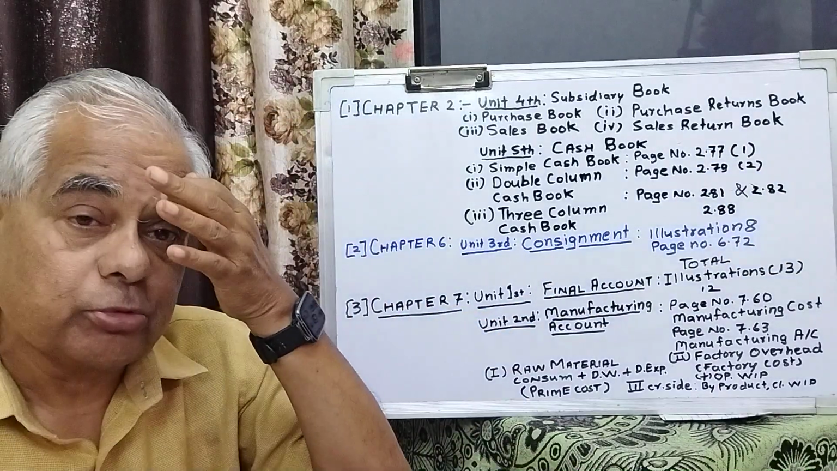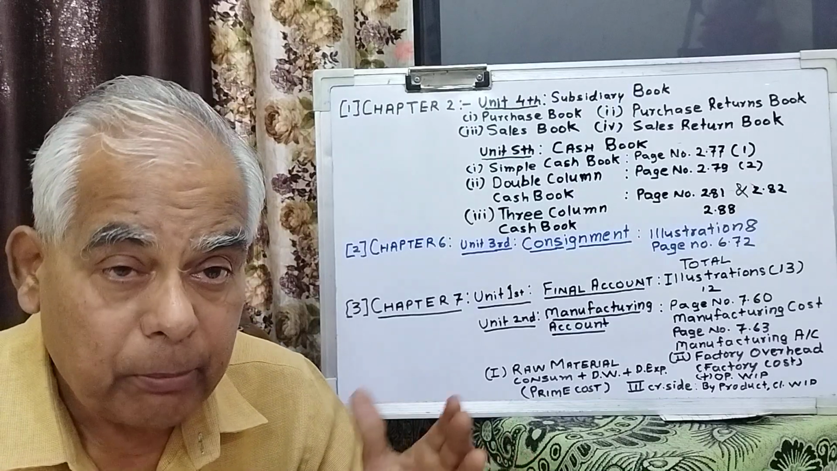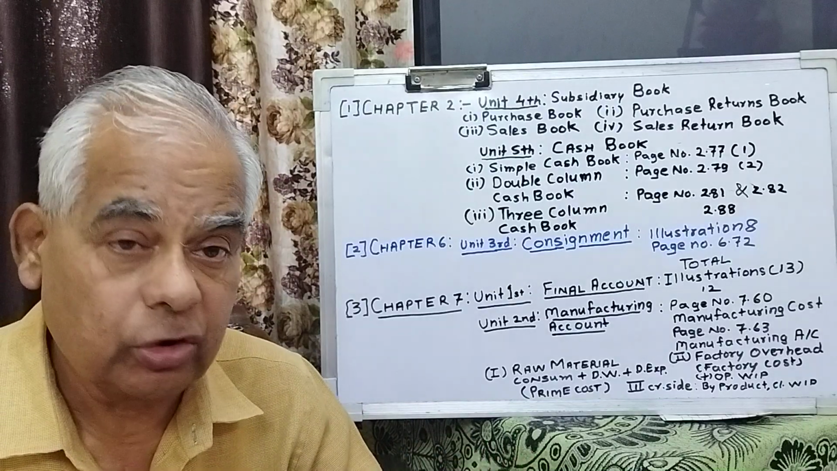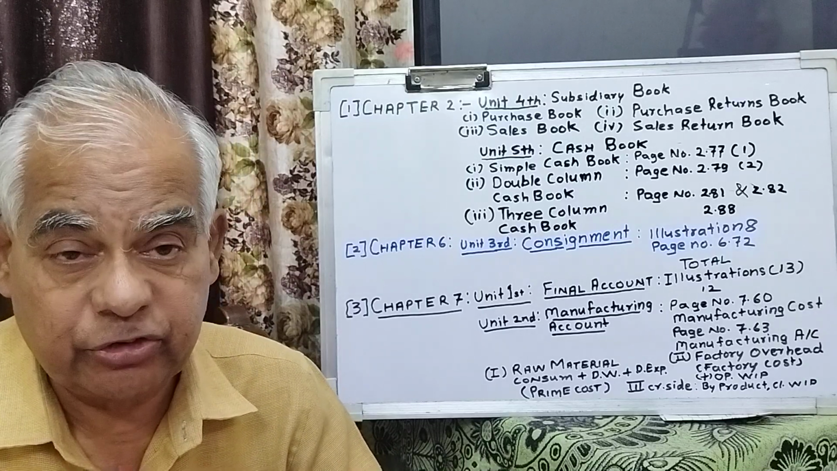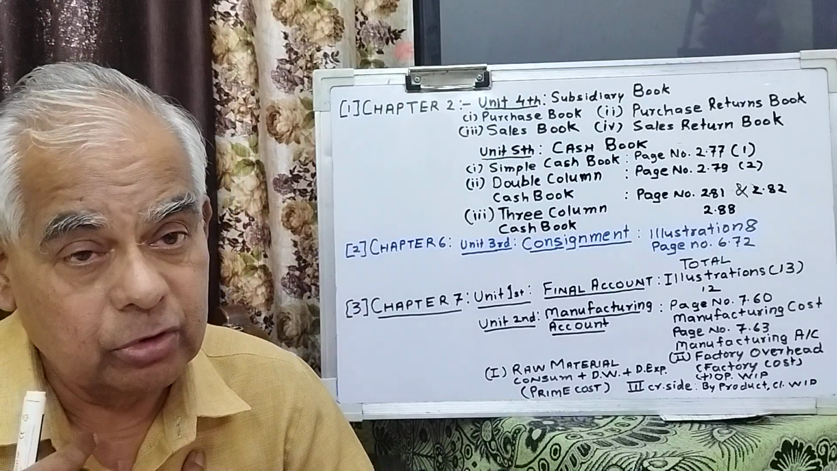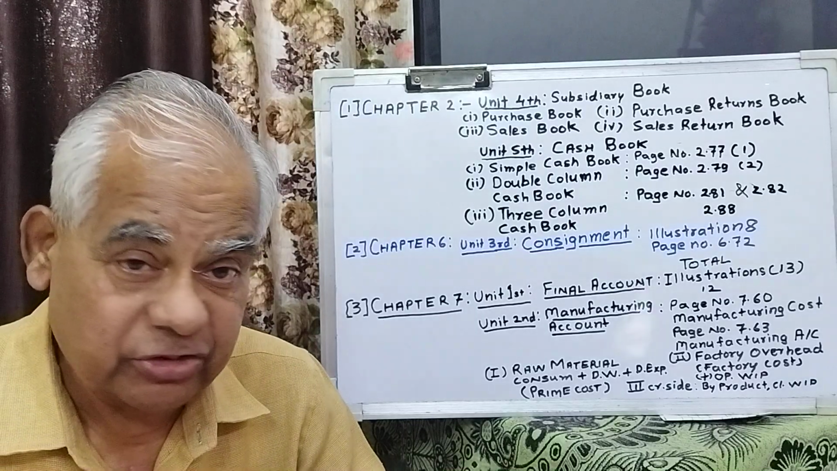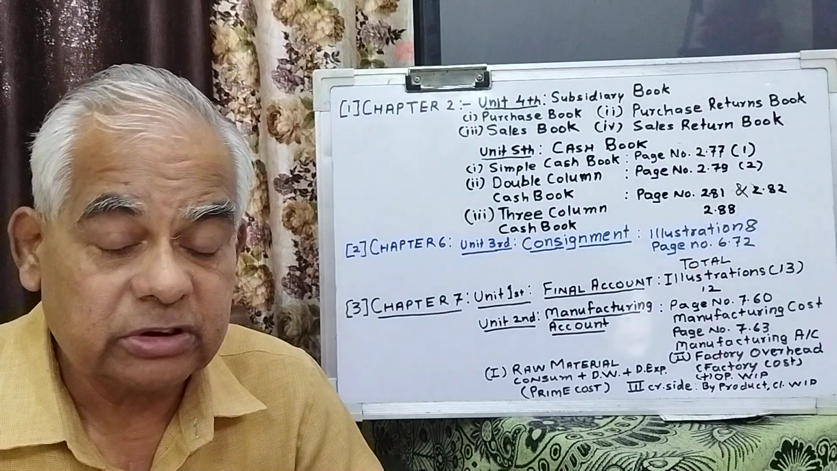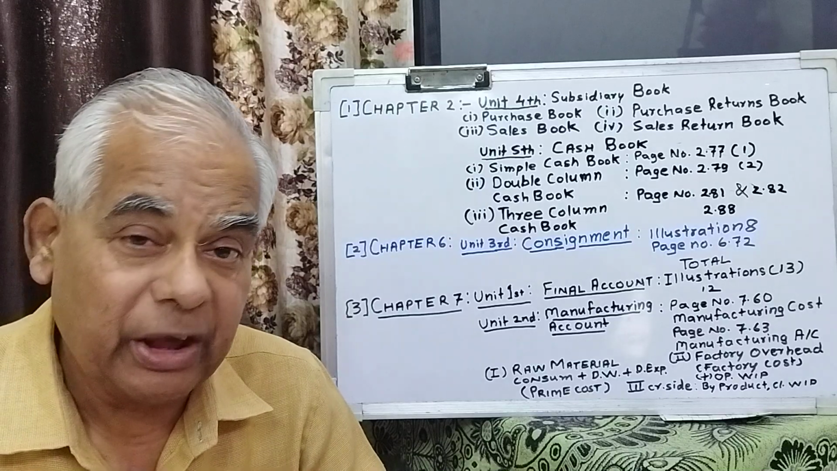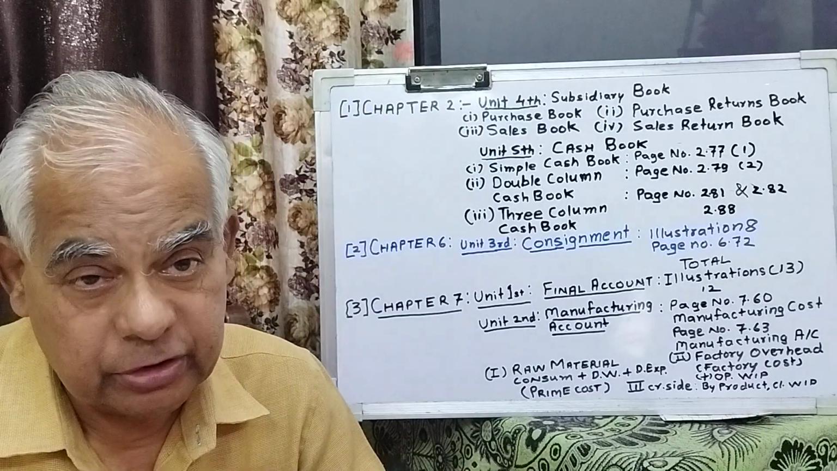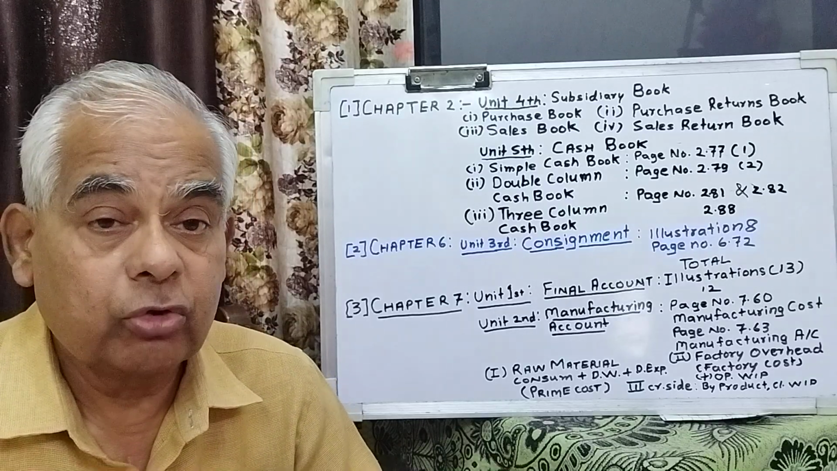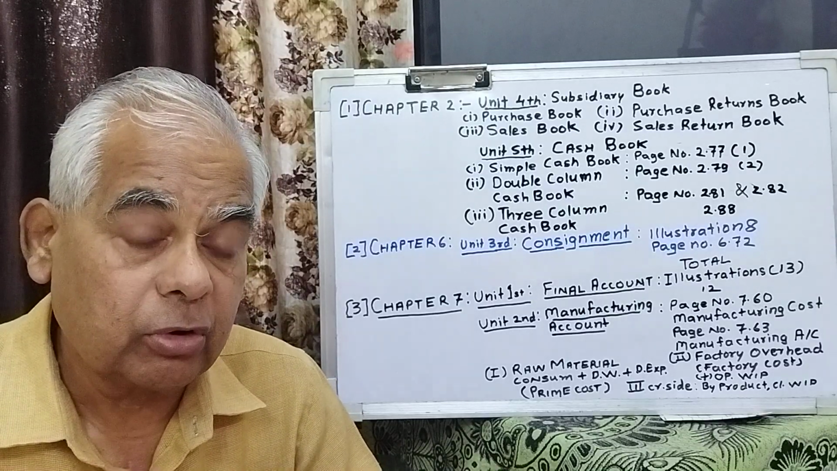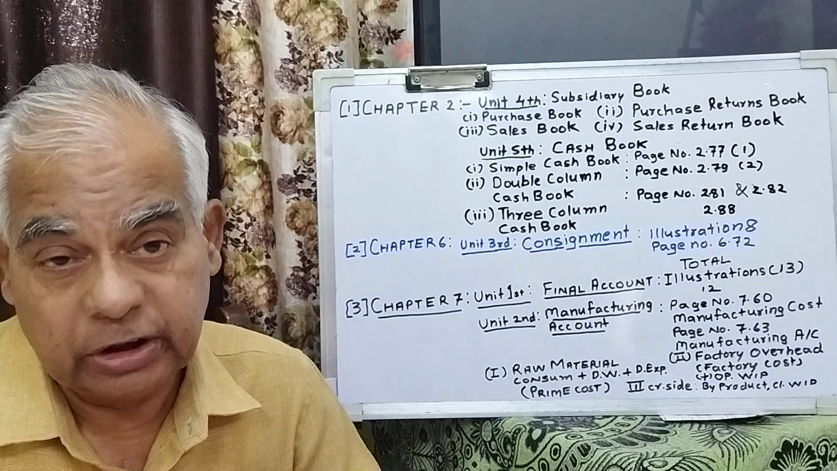Then the 3-column cash book. Here cash, bank and discount, such types of columns are there. Bank means here we treat it as cash. That is our bank account. Bank means cheque transactions are there. We know that there are two types of cheques, bearer cheque and crossed cheque. So for the crossed cheque, remember that the rules are different accordingly.